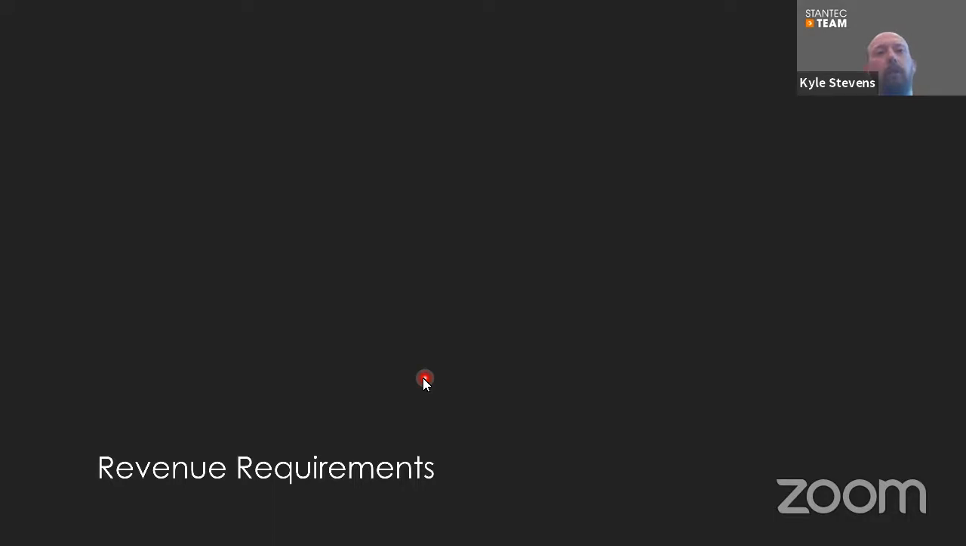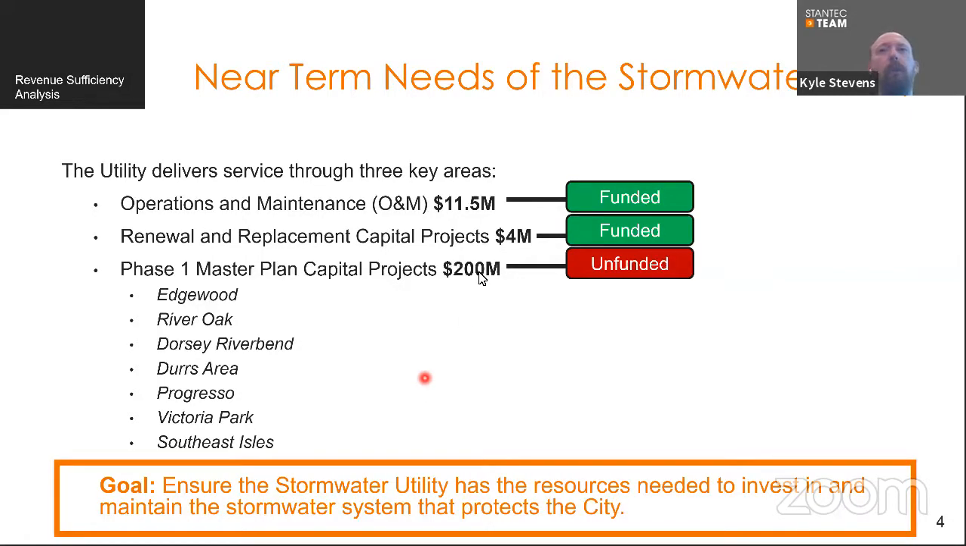The first section is the revenue requirements. And there's a couple of key things to talk about with revenue requirements. So in our financial modeling, what we've included for the purposes of this rate study is operations and maintenance expenses. In the current year we're in, those are about $11.5 million, and they are currently funded through the rate. Additionally, there's $4 million that goes toward investments in the community right now, mostly renewal and replacement type activities.